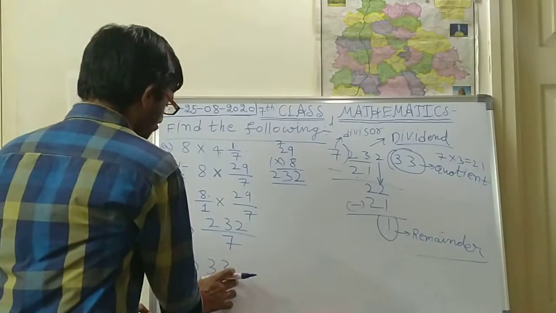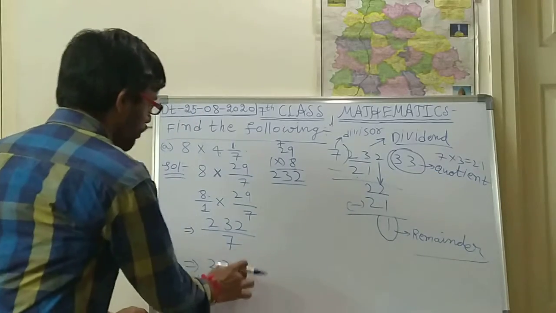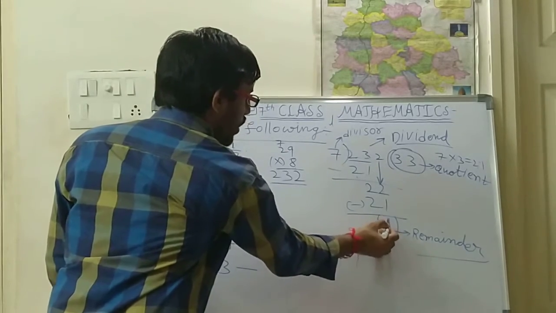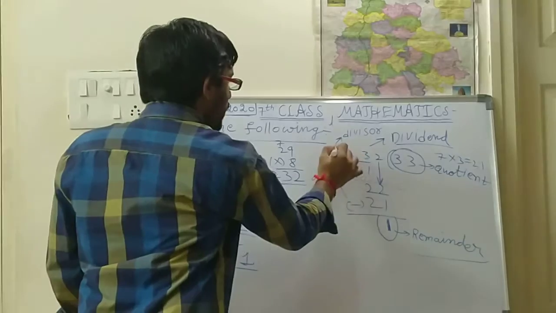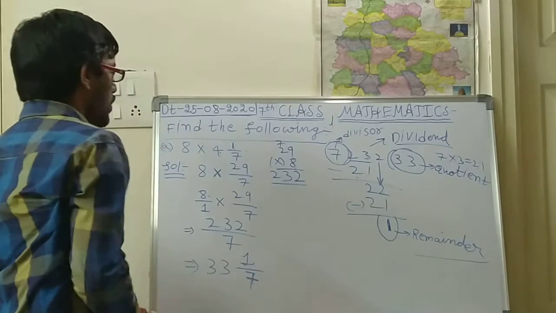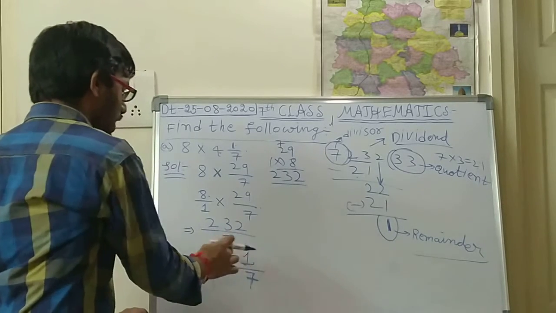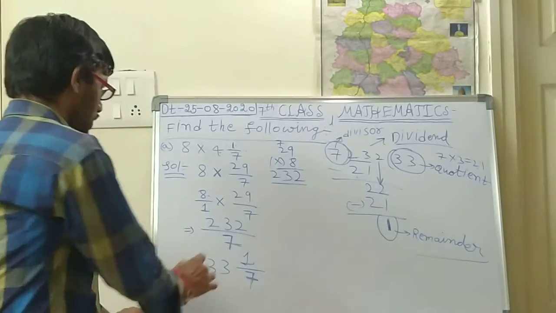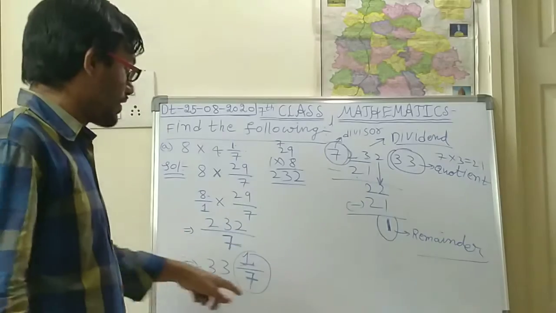Okay, so 33, whatever quotient we got, as a whole number. Next, the proper fraction you should write. First, whatever remainder we got, you should write in the numerator. Next, whatever the divisor is, you should write as the denominator. So here also 232 by 7, 7 stays in the denominator. Here also 7 should stay in the denominator only. So 33 1 by 7. Now this part, 1 by 7, is a proper fraction.